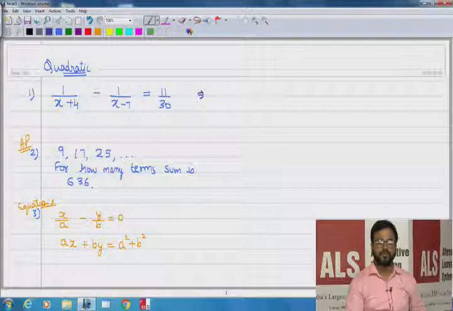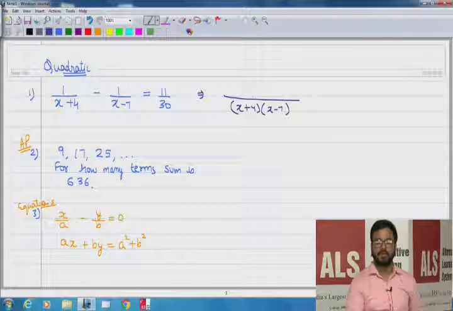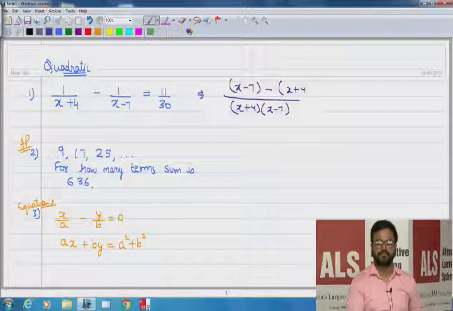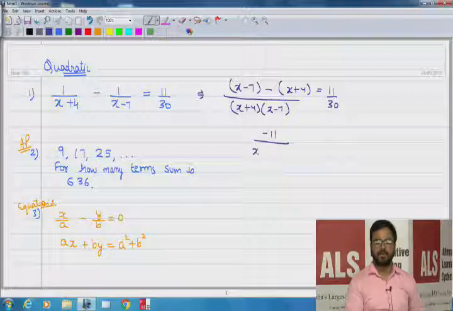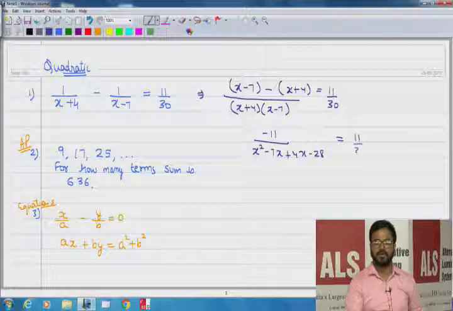In the denominator we have x plus 4 and x minus 7. So it will be x plus 4 times x minus 7, and x plus 4 will cancel out, so x minus 7 over here minus x plus 4, and that is equal to 11 by 30. Now on subtraction of the numerator, the x and x will get cancelled out, and minus 7 and minus 4 will become minus 11, and in the denominator if we multiply, we will get x square minus 7x plus 4x minus 28 is equal to 11 by 30.